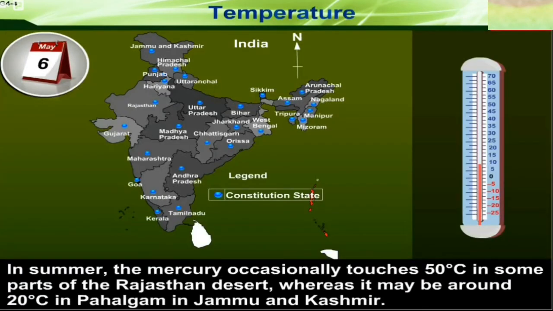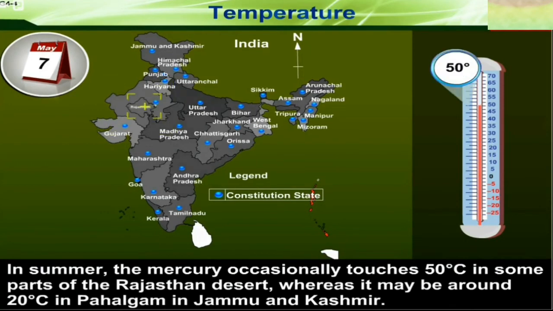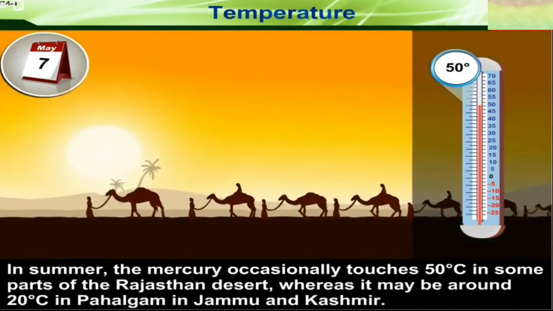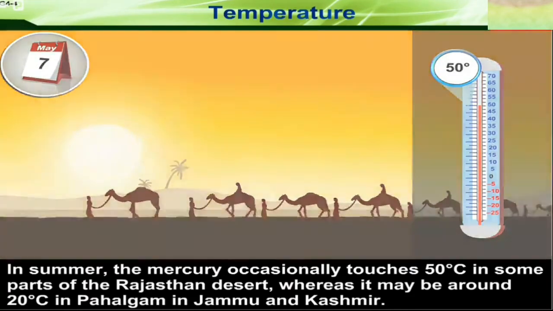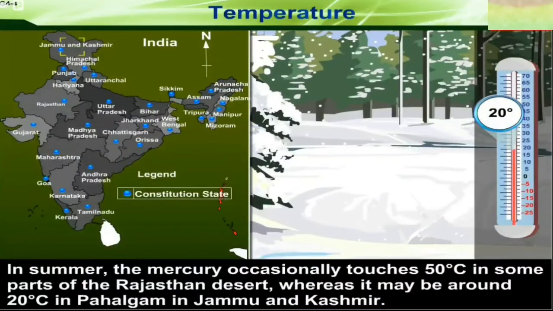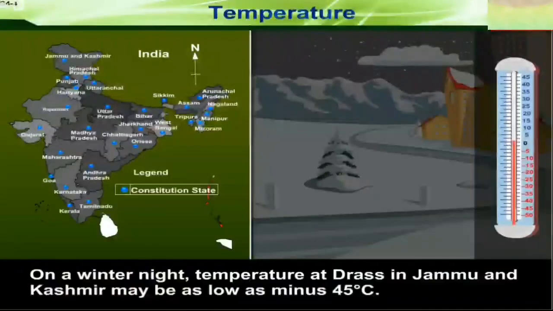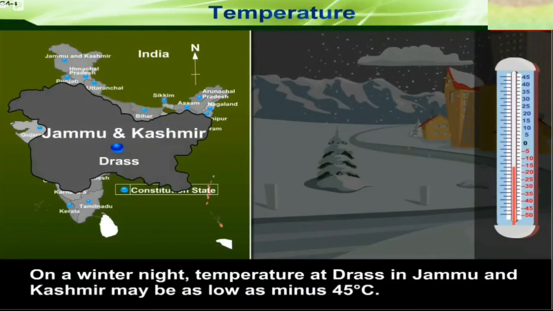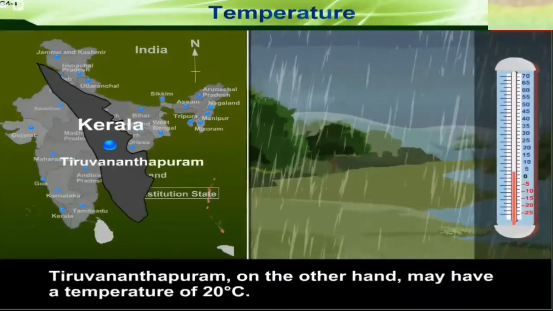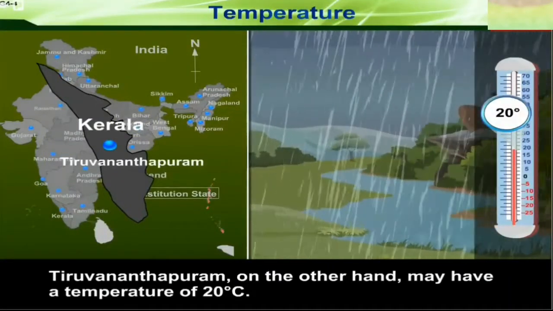Temperature. In summer, the mercury occasionally touches 50 degrees Celsius in some parts of the Rajasthan desert, whereas it may be around 20 degrees Celsius in Pahalgam in Jammu and Kashmir. On a winter night, temperature at Dras in Jammu and Kashmir may be as low as minus 45 degrees Celsius. Thiruvananthapuram, on the other hand, may have a temperature of 20 degrees Celsius.